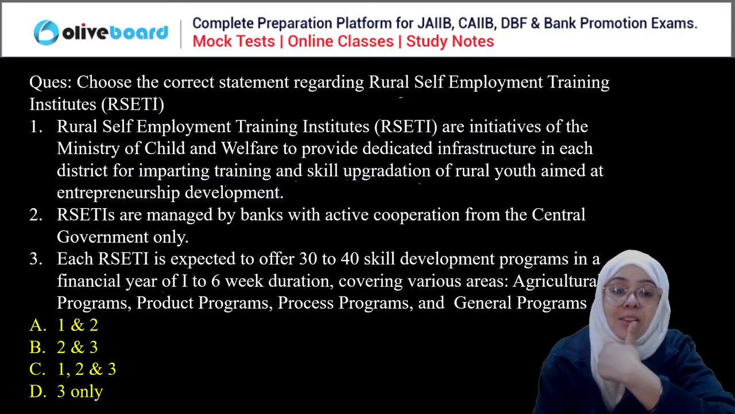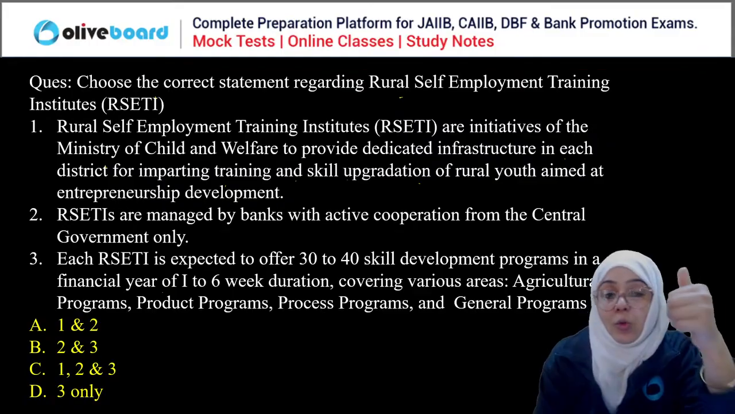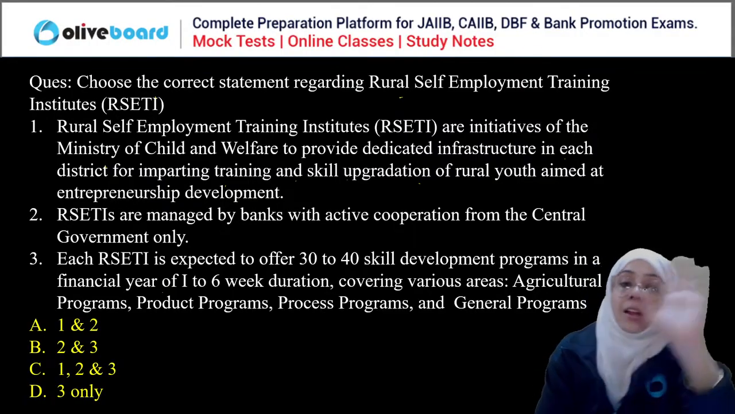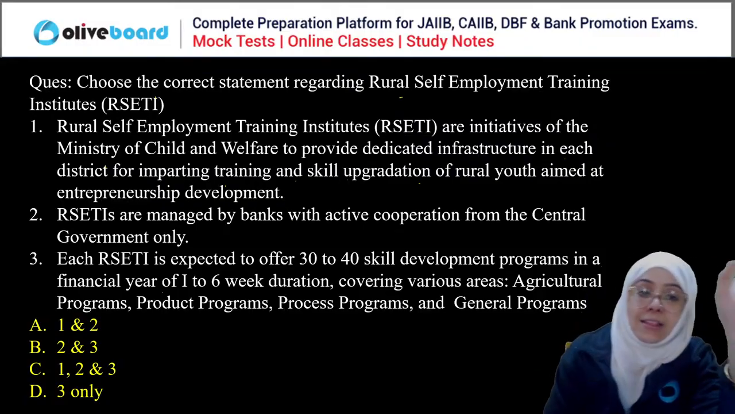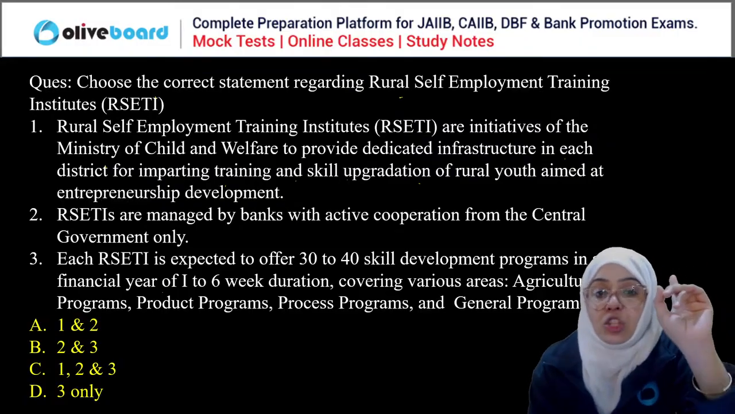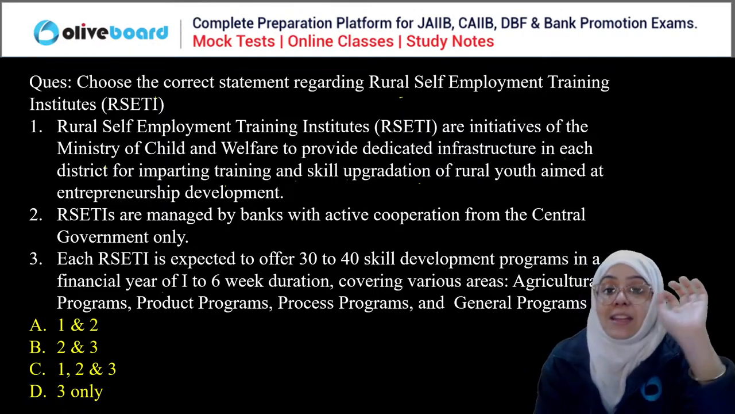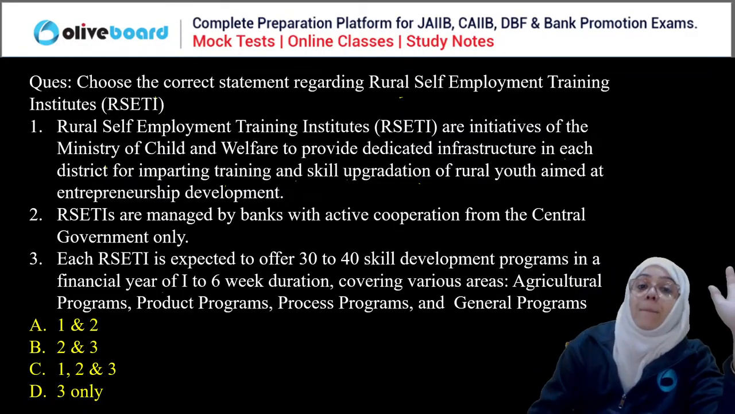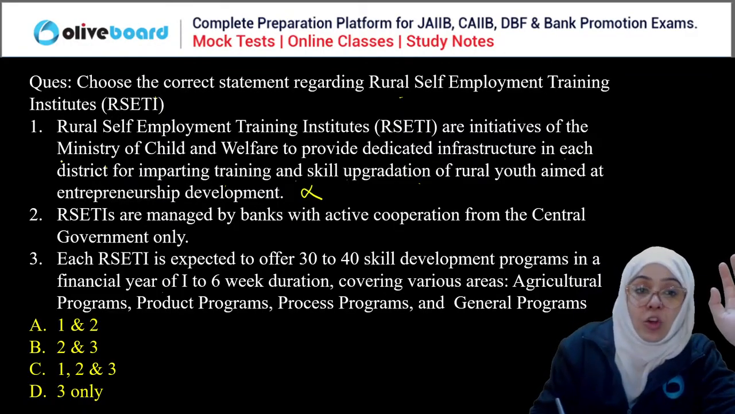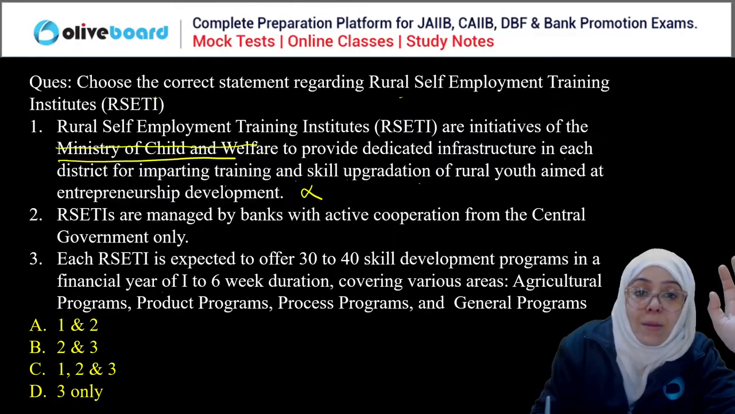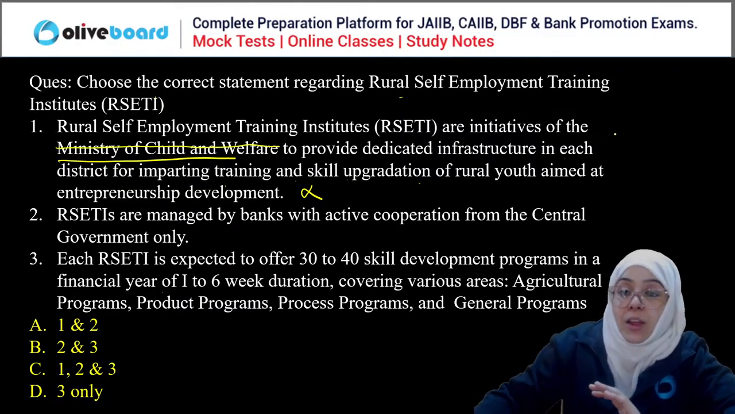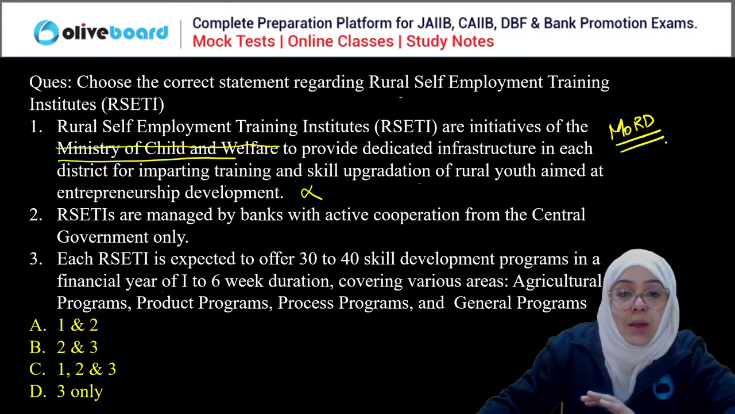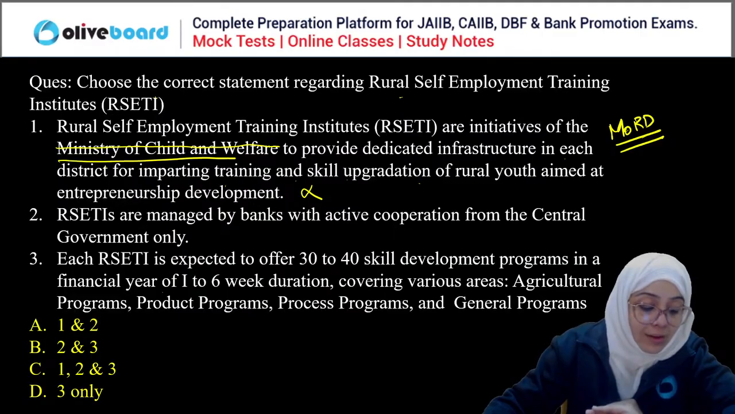So, when we are talking about this particular correct statement, Rural Self Employment Training Institute, remember I have already explained this in the class, right? RSETIs are an initiative of the Ministry of Child and Welfare to provide dedicated infrastructure in each district. So, this is true, but the initiative is of the Ministry of Child and Welfare. This is wrong. The ministry is not the Ministry of Child and Welfare, it is the Ministry of Rural Development initiative, MORD, right? So that's why the first is the wrong statement.